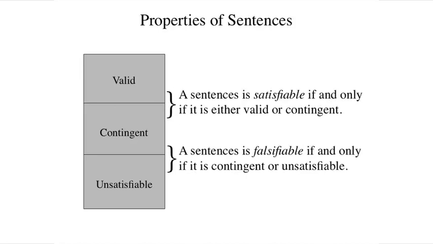It is frequently useful to group these classifications as shown here. A sentence is satisfiable if and only if it is either valid or contingent. That is, if and only if there is at least one truth assignment that satisfies it. A sentence is falsifiable if and only if it is either contingent or unsatisfiable. That is, if and only if there is at least one truth assignment that falsifies it.